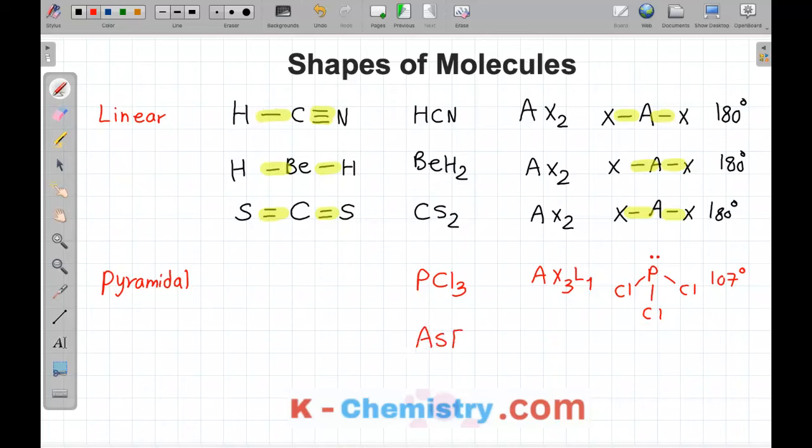Arsenic trifluoride. This is the arsenic. Same case, it has three things around it. Group 5, again a lone pair of electrons. Why are you drawing it like that? Because I know it's going to be pyramidal. How do you know? Because you have the arsenic, one central atom and three atoms around it and one lone pair of electrons. I know it's going to be like that. That's why I draw it like that. 107 degrees. So it's still pyramidal.